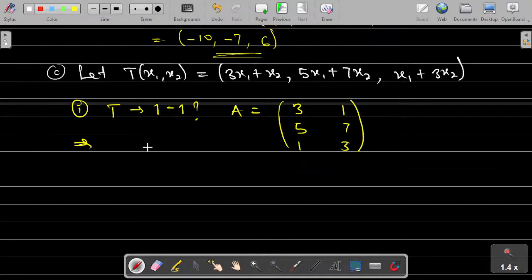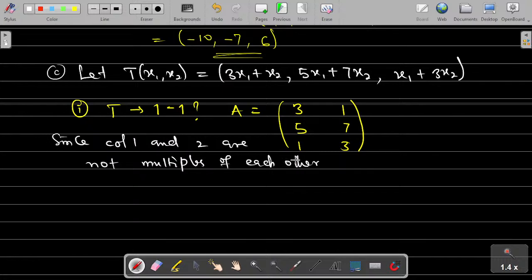So you can clearly see that, let's put it that way, since column 1 and 2 are not multiples of each other, then T is 1 to 1.